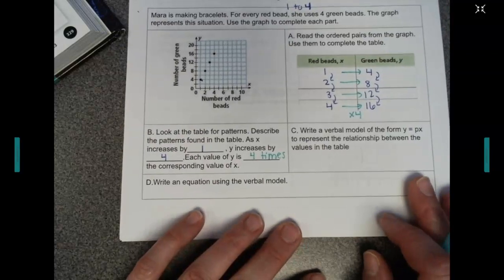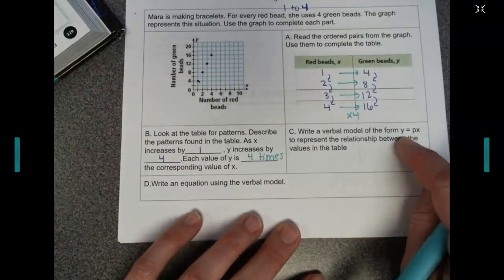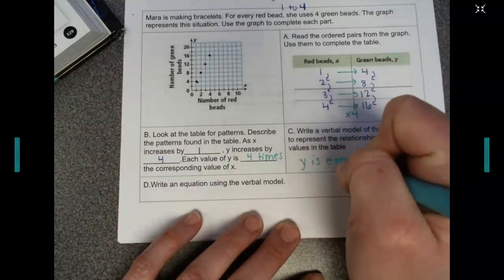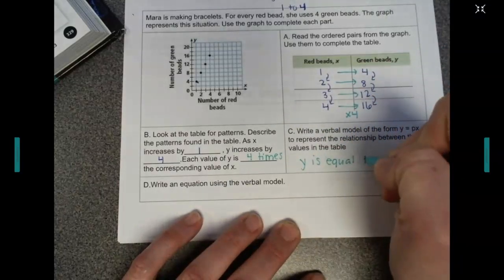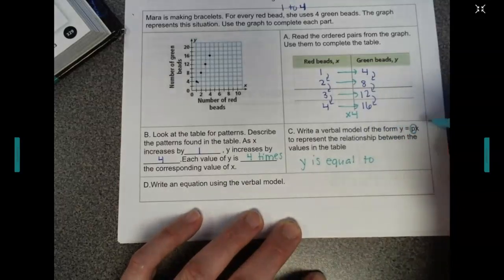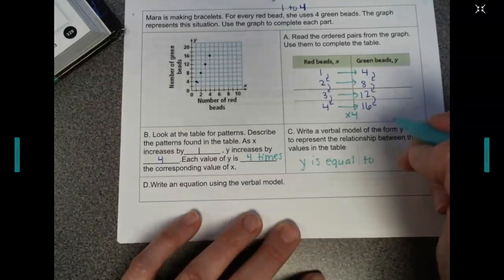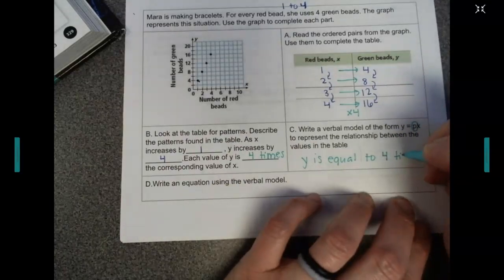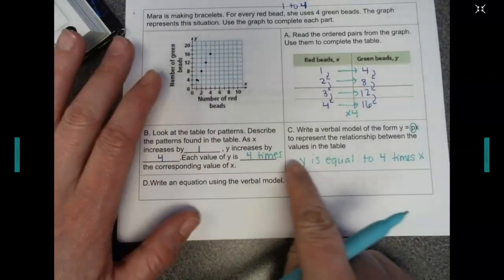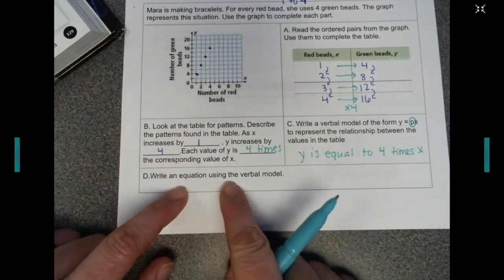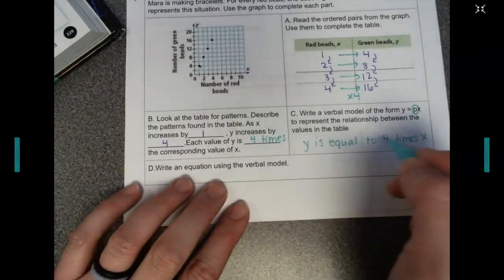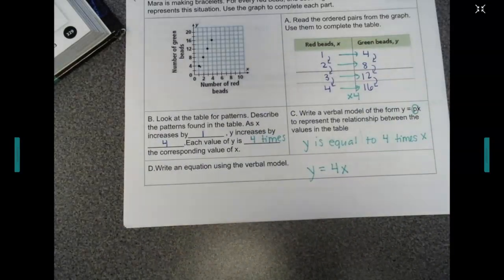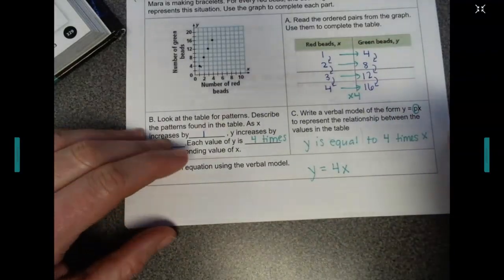C, write a verbal model of the form y. So we're going to start with y is equal to, and let's put our p in this time, which would be 4, and we're just multiplying that by x. So y is equal to 4 times x, which in a real problem, I'm not going to make you write this out. I'm just going to make you write it out as the equation. So this means y is equal to 4x. And I'm just putting that 4 and that x right next to each other because that means multiplication.